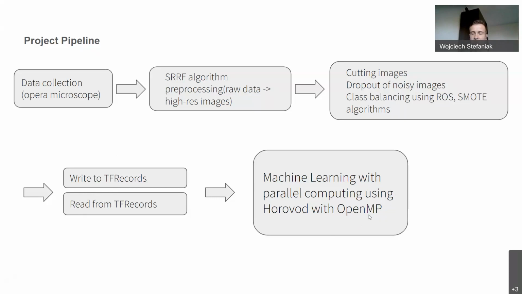After looking at this pipeline and the pipeline that Surpi has given us, we could say that our applications are quite similar. We all perform data collection. We all have a part of pre-processing. We also use TensorFlow with TF records to store our files, and we also use Horovod with OpenMP. So I think the problems will be quite the same.